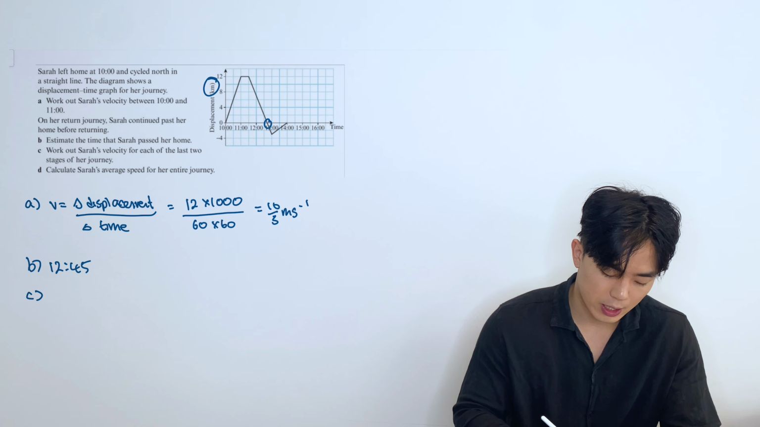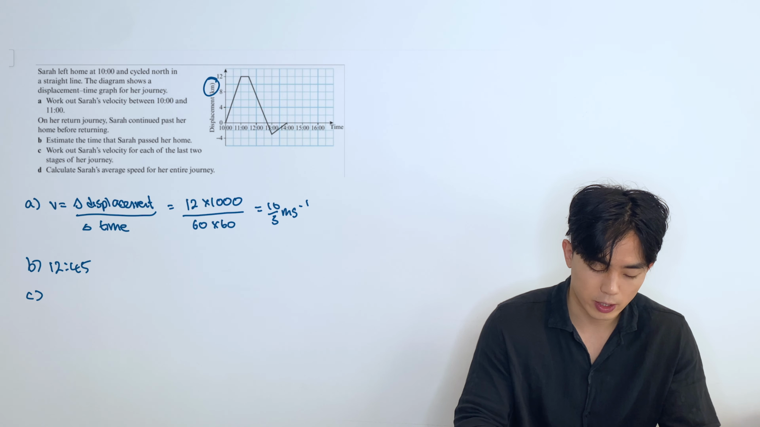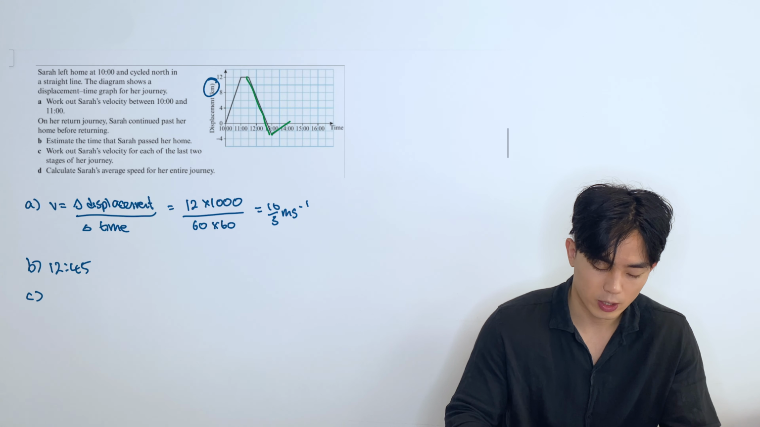C. Work out Sarah's velocity for each of the last 2 stages of the journey. So the last 2 stages would be the one where she's going down from here, and then the one where she's going up like this. So let's look at the one going down.